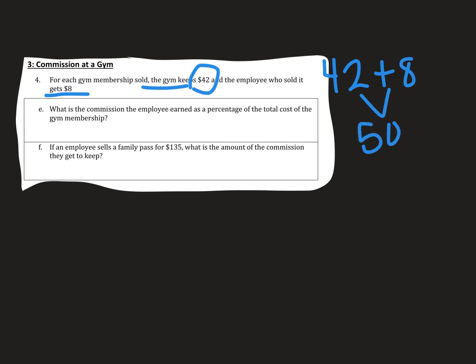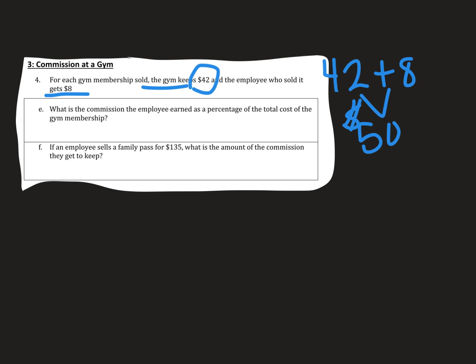So let's change that and let's assume that of the total, $42 is the part the gym keeps, and there's another $8 that goes to the employee who sold it. For each gym membership sold, the gym keeps $42 and the employee who sold it gets $8. So that means we have 42 and 8. So it's a total of $50 for the gym membership.